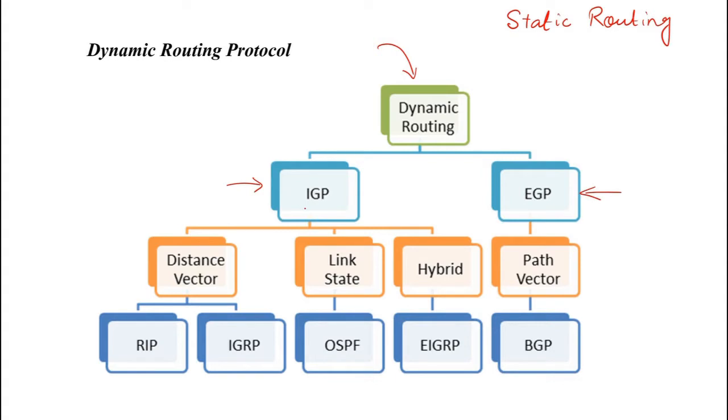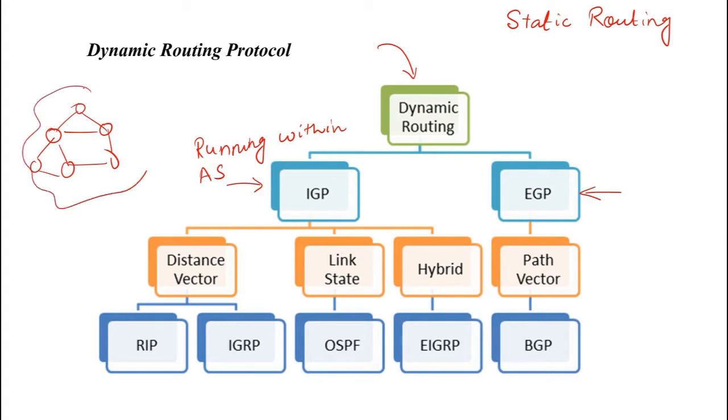Interior, IGP, means the protocols which are running within an autonomous system, within AS. Within AS means all the nodes or routers of the same enterprise or same company. Suppose you have a big company like Verizon, right? In America, we have one company, Verizon. All the routers related to Verizon will be running IGP. They will be in the same AS.